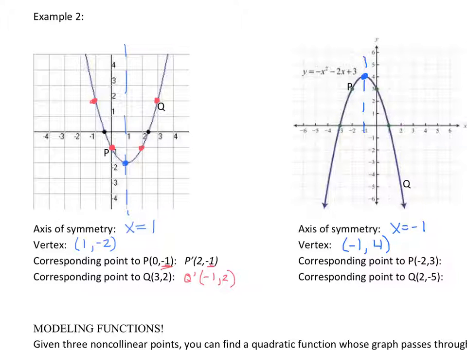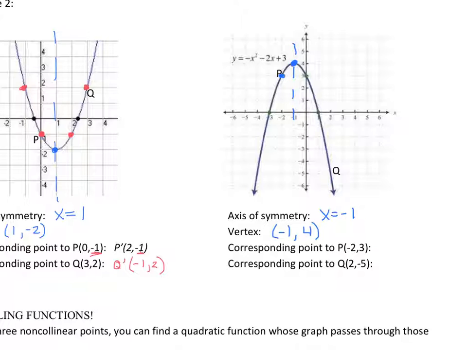-1, +4, because we went up. Very good. Okay, it says P is -2, 3. What is P's corresponding point? 3, 0. 0, 3, and we write it as P apostrophe 0, 3. That way I know which point you're talking about.